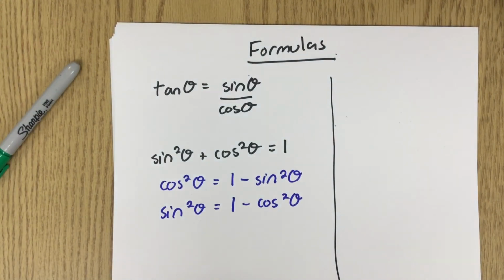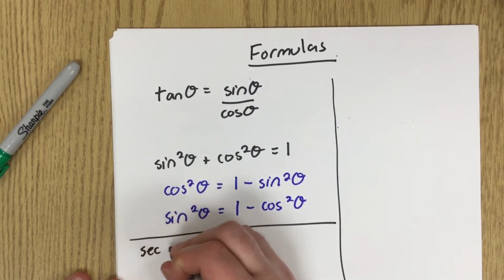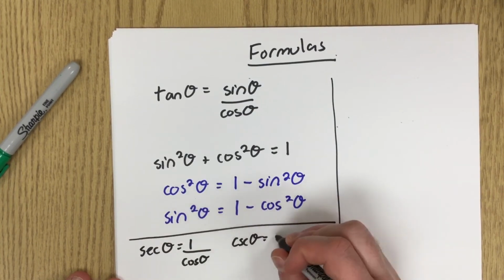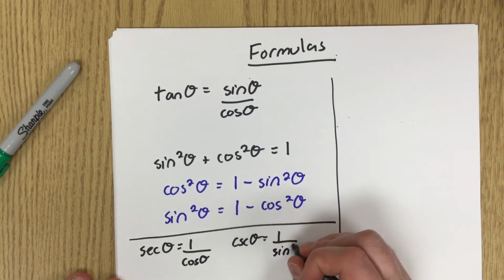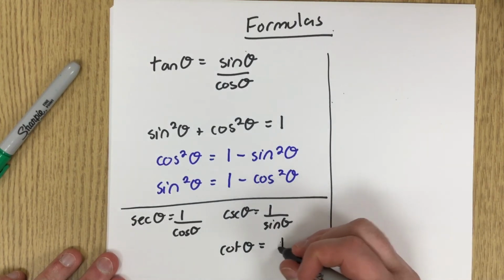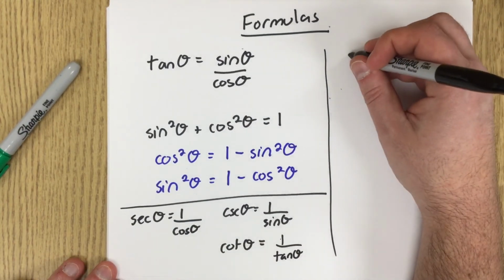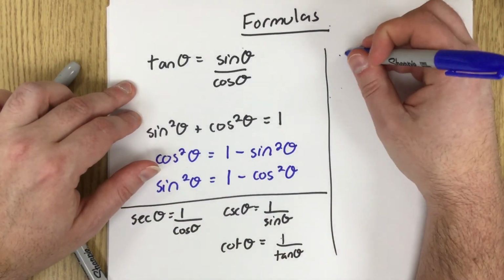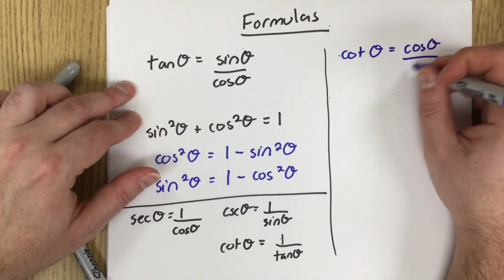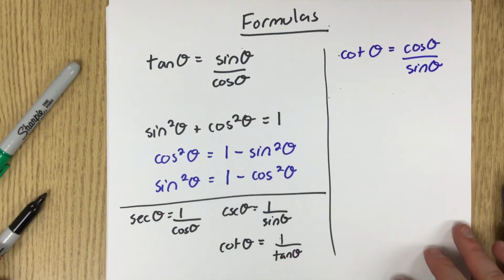Some other formulas to remember are the reciprocal ones. Just as a reminder, secant of theta is 1 over cos theta, cosecant of theta is 1 over sine theta, and cotangent of theta is 1 over tan theta. And since it's the reciprocal of tan, we actually have a bonus formula related to this one, which is that the cotangent of theta is cos theta over sine theta. So here's all the formulas, and we are going to be using these.